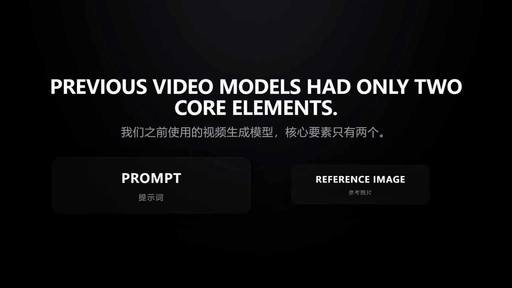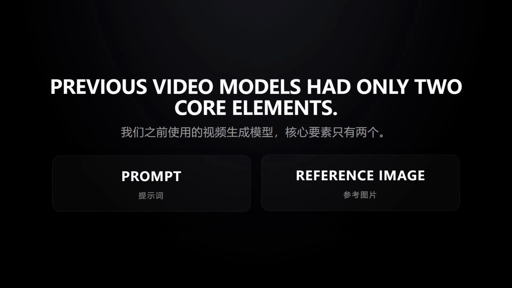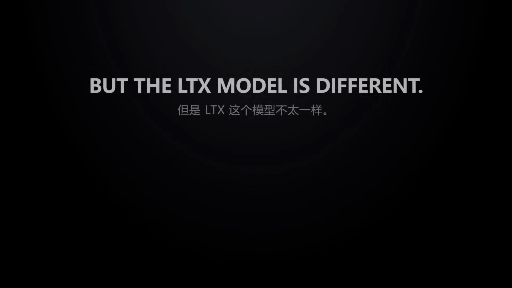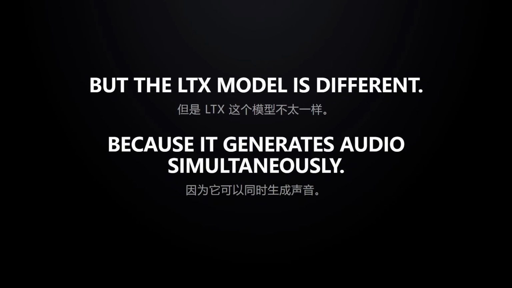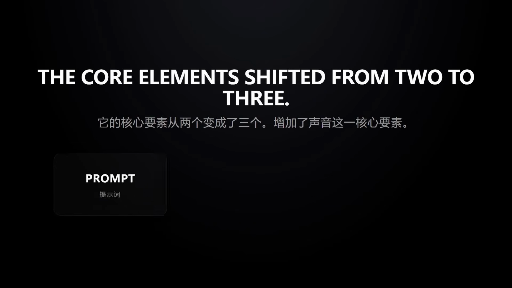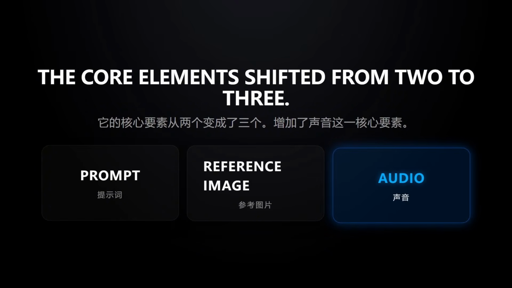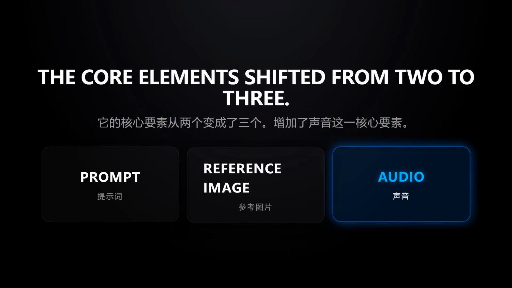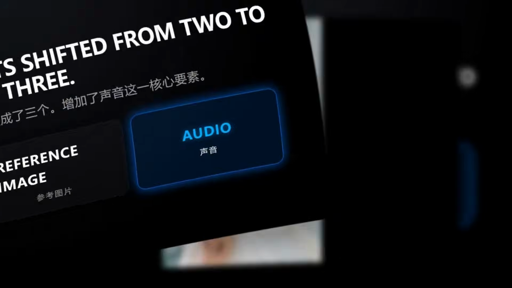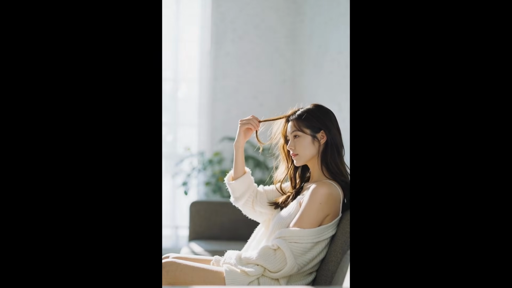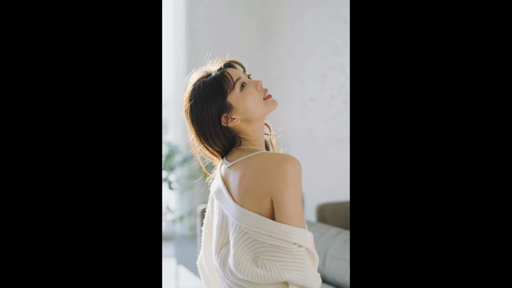With previous video generation models, there were only two core elements, the prompt and the reference image. But the LTX model is different because it can generate audio simultaneously. Therefore, its core elements have increased from 2 to 3, adding audio into the mix. In our previous videos, we already covered text to video and image to video. So inevitably, we needed to explore audio to video generation.